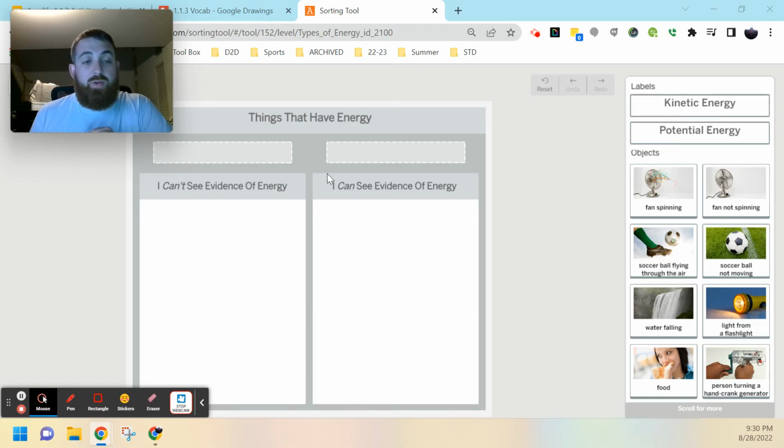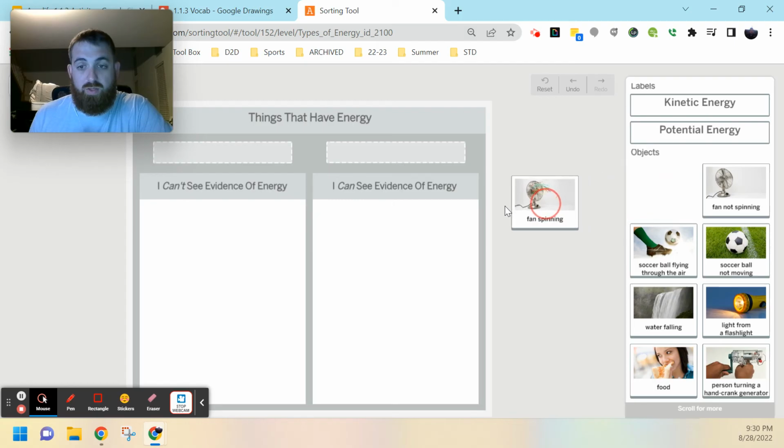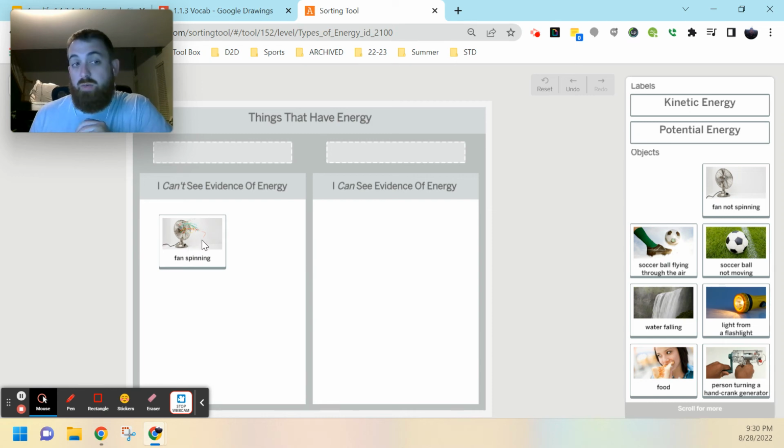So you're first going to label your two groups. Then you're going to go in and again start to sort them. Can't see that evidence, can see that evidence. But here's where the third group is. Let's start with the fan, for example. If you feel that you can see evidence of energy in the fan, you're going to put it into that column. If you feel like you can't see it, but you know it has energy, it would go there. Here's the third option.